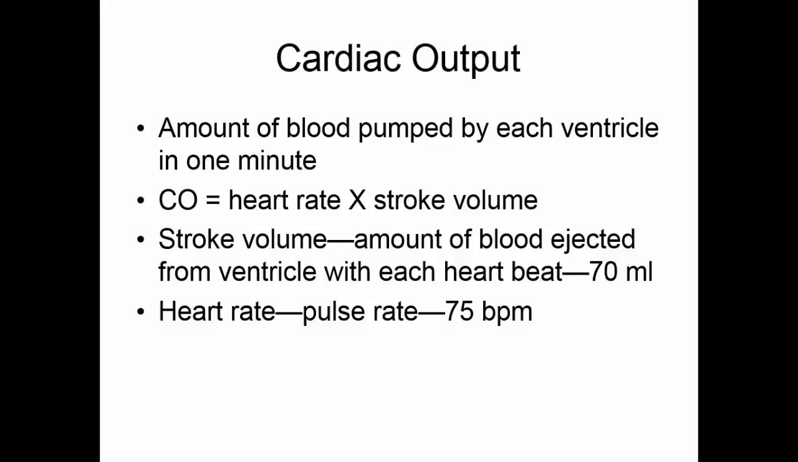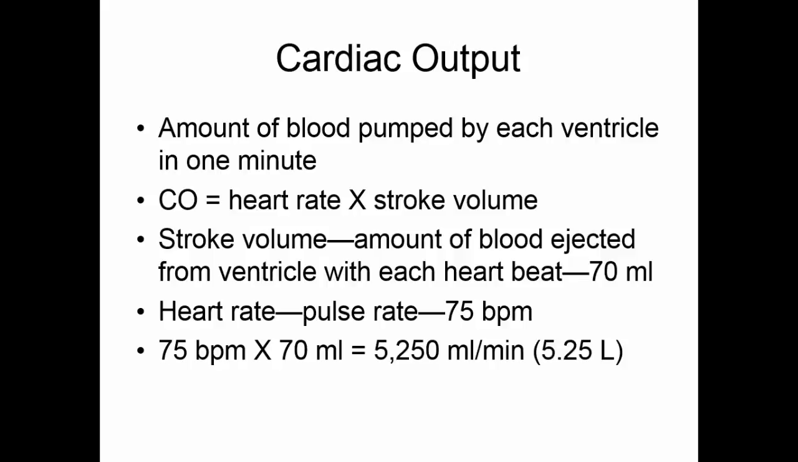Heart rate is your pulse rate. For a normal heart, somewhere in the neighborhood of 75 beats per minute. If we use these numbers to calculate cardiac output, a normal cardiac output is just a little over 5 liters. You will remember that we have 5 to 6 liters of blood in our body, so you are pumping your entire blood volume every minute.